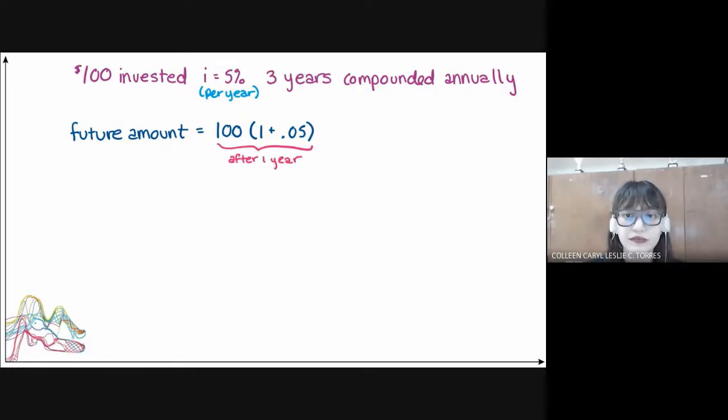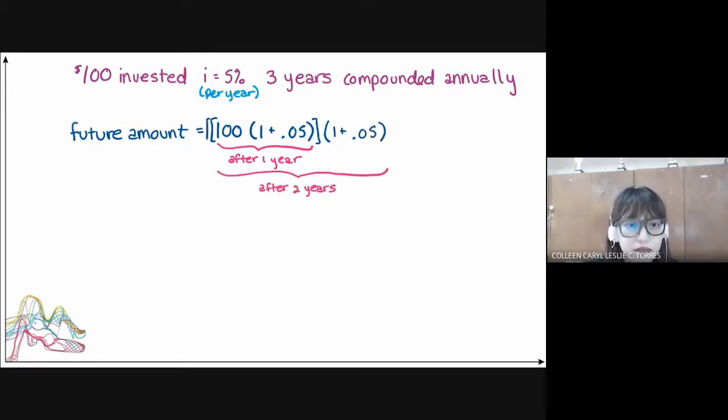After 2 years, we'll have the amount that we had after 1 year, again, earning interest. So we'll have that amount times 1 plus, again, the interest rate of 0.05. And of course, after 3 years, we'd have the amount that we have after 2 years, again, now that amount earning interest, therefore we'd have to multiply the 2-year amount by 1 plus the interest rate of 0.05 one last time.